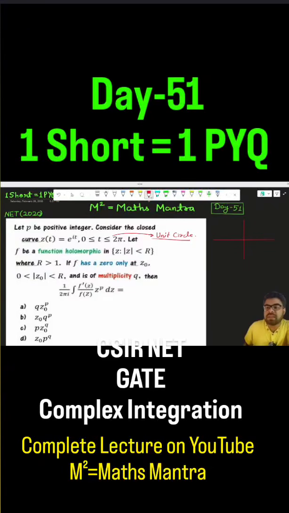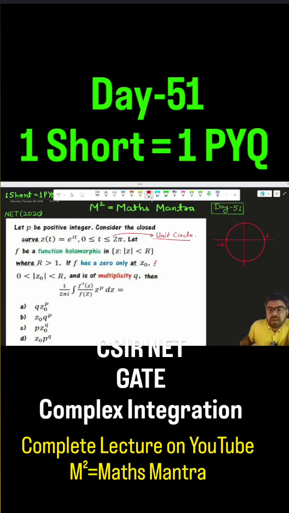Like this, this will be rotating from 0 to 2 pi, and this point is 1 and this point will be -1. Clear? Now, in the question it is given that f is a holomorphic function in this domain, where r is greater than 0, and f has only one 0 at z0. So what is the meaning of this line?